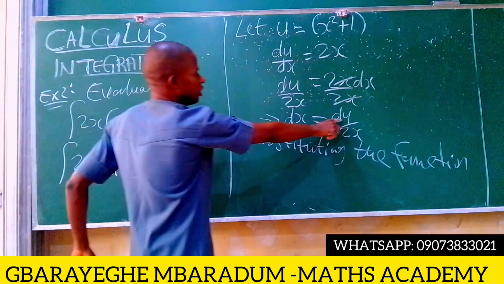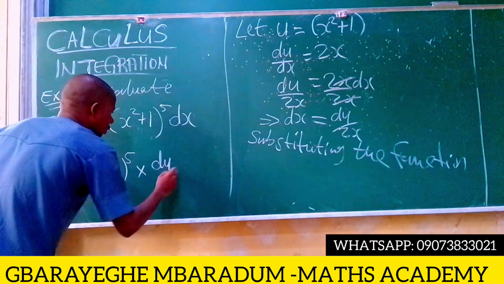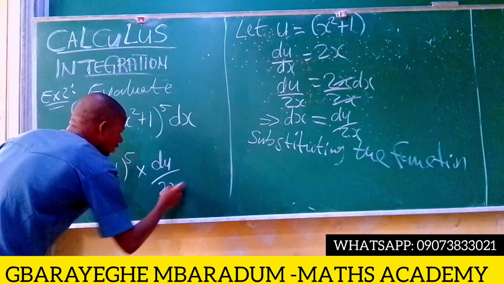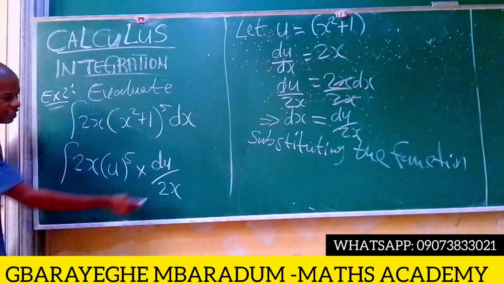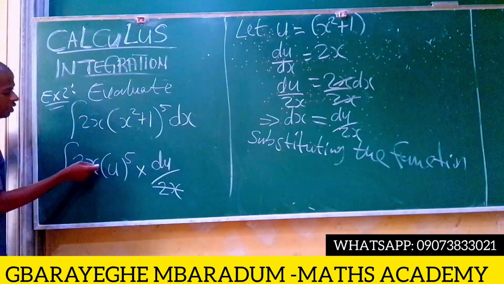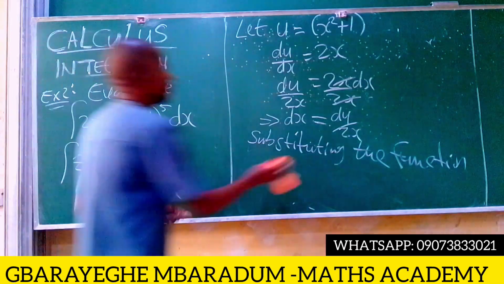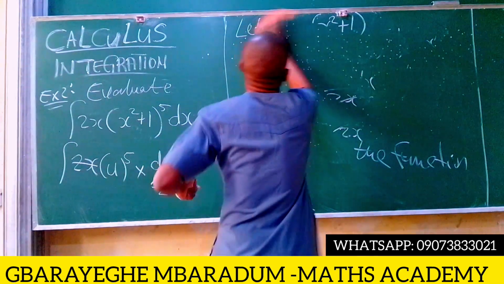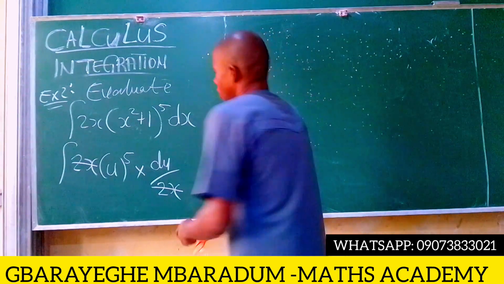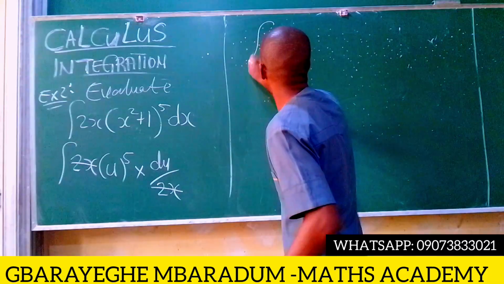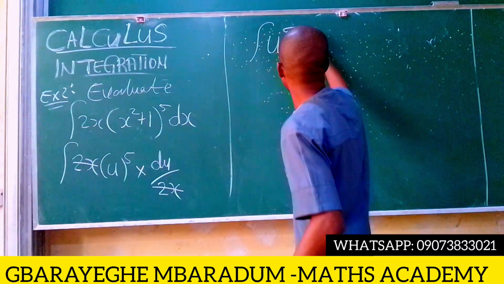Our dx is du over 2x, right? Du all over 2x, right? Now, at this point in time, what are we going to do? See the manipulation now. See that this 2x can cancel out this 2x, right? So we are going to be left with the integral of u to the power of 5 times du.